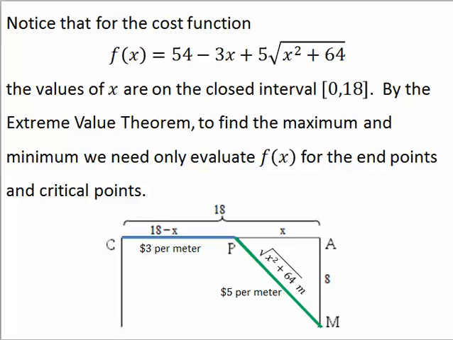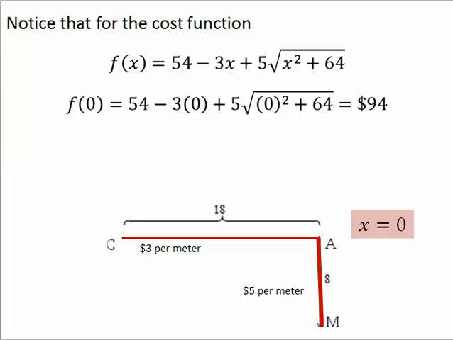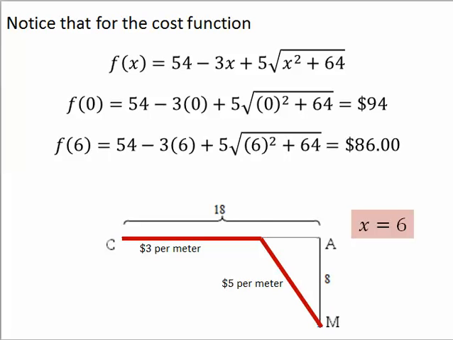So let's evaluate at x equals 0. When x equals 0, it means we're running the cable all the way from C to A and then out of the wall from A to M. And when that occurs, the cost is $94. For our critical point, x equals 6, that means that I go 2/3 of the way from C to A, and then I do a diagonal from that location to M. And the cost of that is $86.